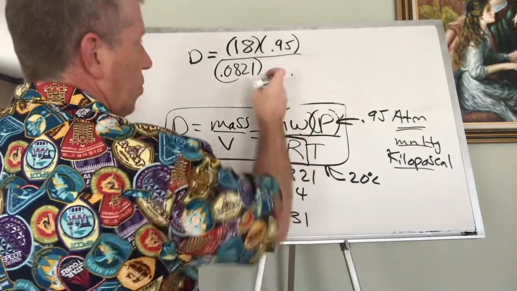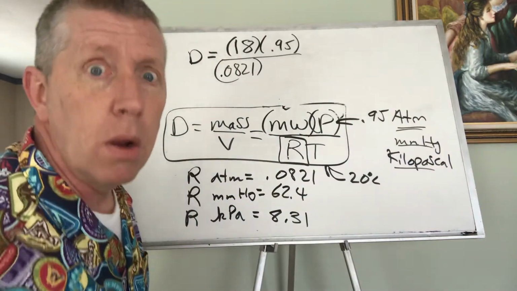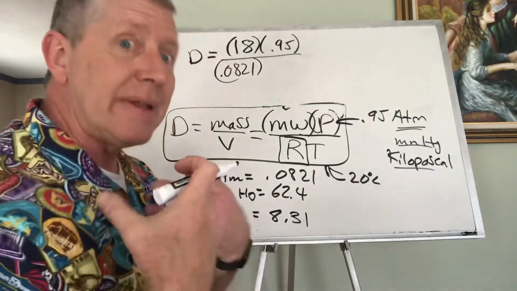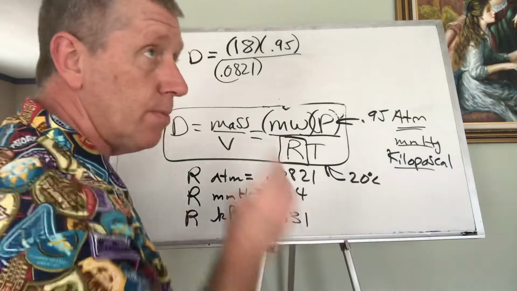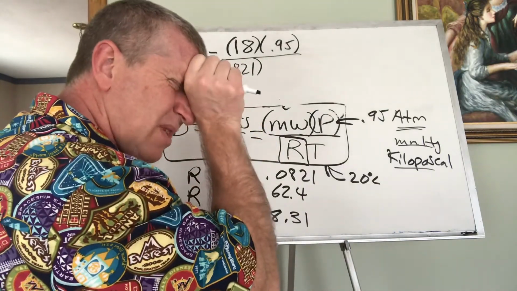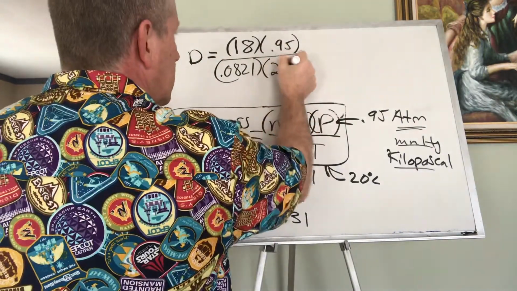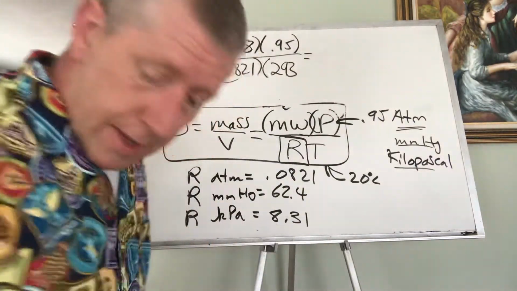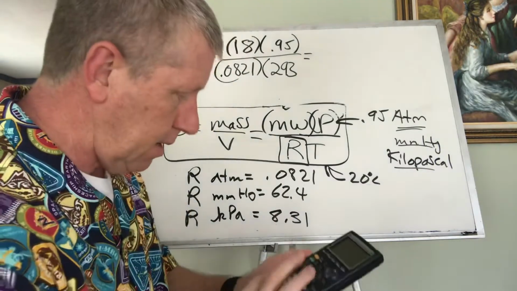Temperature's 20. Just put the 20 in there. You'll be all set, right? No, because 20 is in Celsius. You need it in Kelvin. 273 plus 20 is 293. So 293. Okay. Let's see. Get the calculator out. Handy dandy notebook. And crank this out.